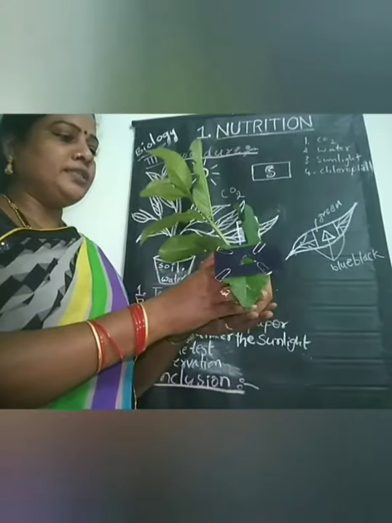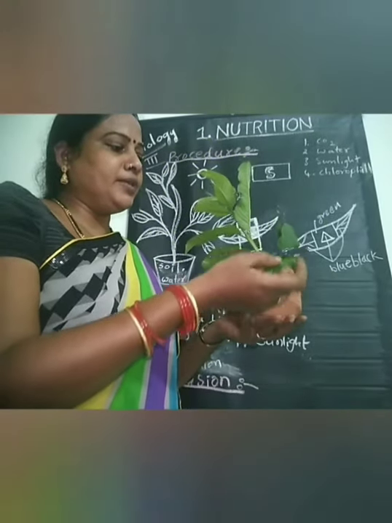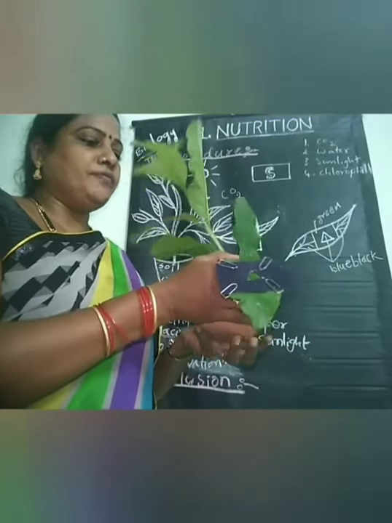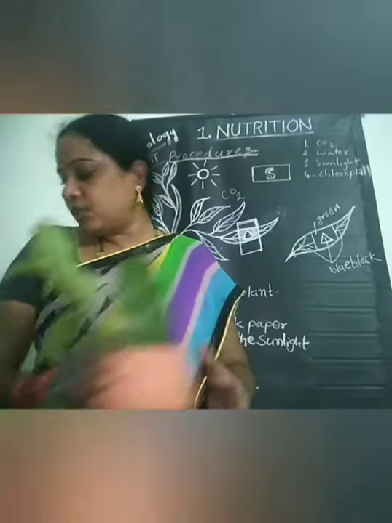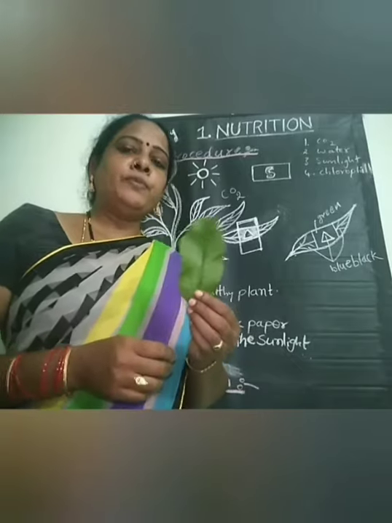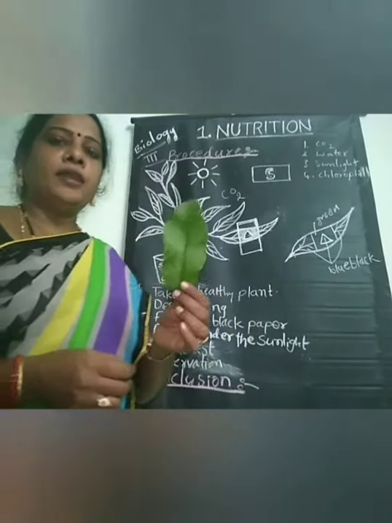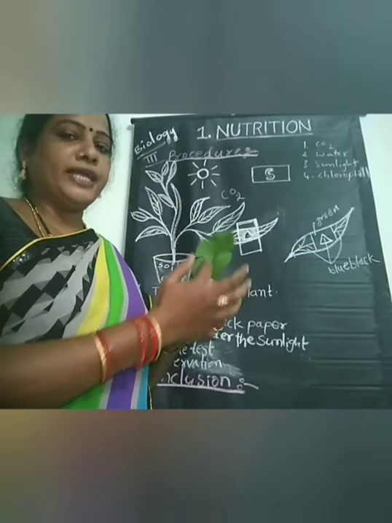Then take it inside, and remove the leaf chosen for the experiment from the plant. After that, we have to do the iodine test. Already we discussed how to do the iodine test. Before doing it, the leaf must be boiled in alcohol. Then the green color will disappear and the leaf will turn white in color.